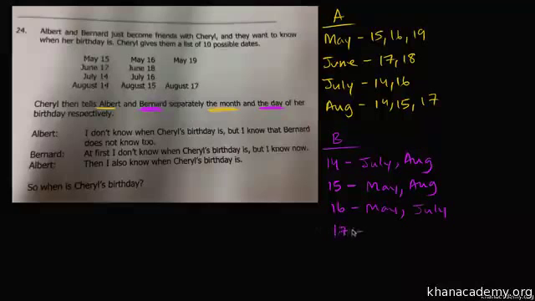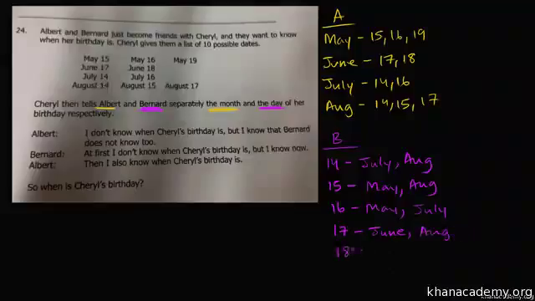If he was told it's the 17th, he could say, well, it's not going to be May. There's no May 17th. There is a June 17th. There's no July 17th, but there is an August 17th. So there is an August. I'll just write AUG for short. There is an August 17th.